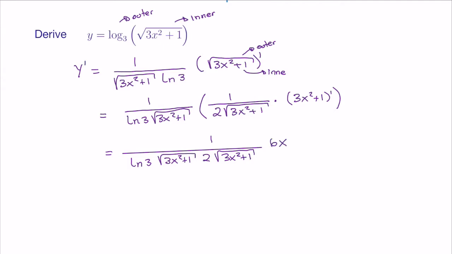Now, 1, 2, and the 6 cancels out with this 2, leaving me a 3. And the derivative is going to be 3x over ln 3. And then, when we multiply square root of 3x squared plus 1 times square root of 3x squared plus 1, we get just 3x squared plus 1. And that's the answer.